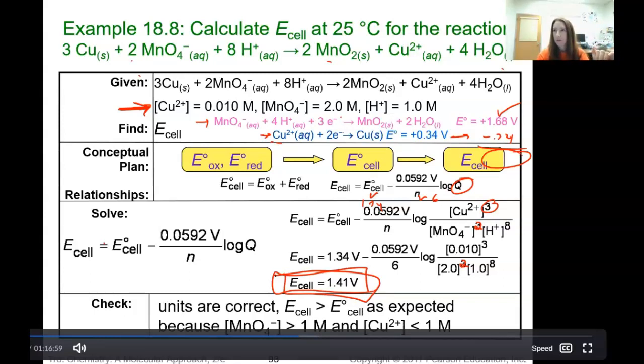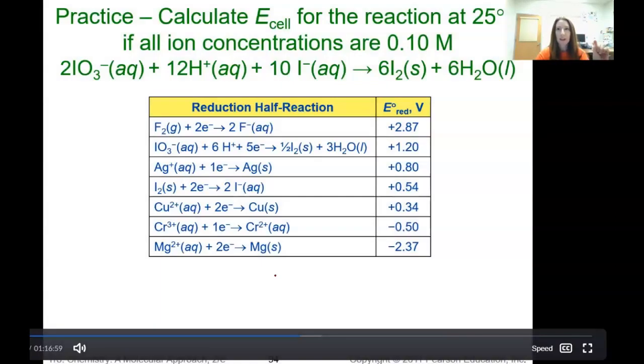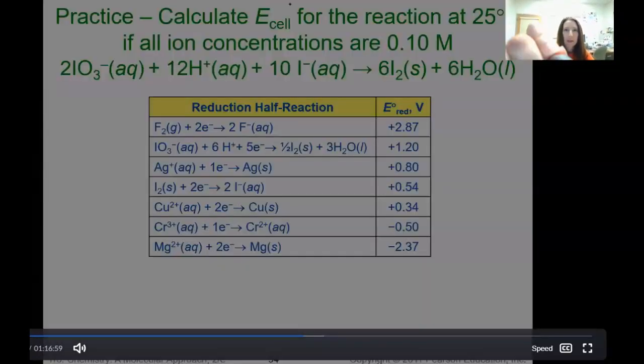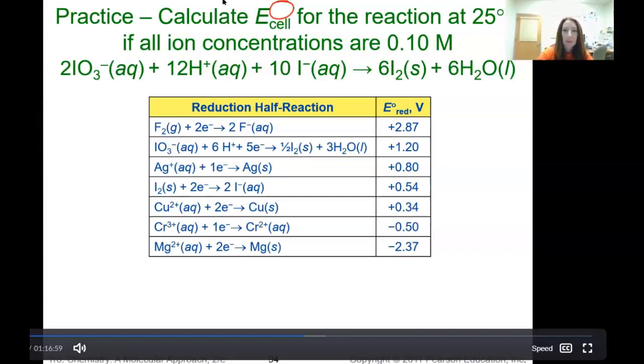Okay, so let's try another one, and we'll check our balancing before we do this one. Okay, so I want you to try this one. I'm balancing it as I look. Not super balanced. Oh yeah, we're good. Okay, all right, so I want you to try this one, and then we're gonna go over this one together. I'm not gonna help you with anything except for its E cell. There's no standard here, okay? So try that, and then we're gonna go over it in just a minute.